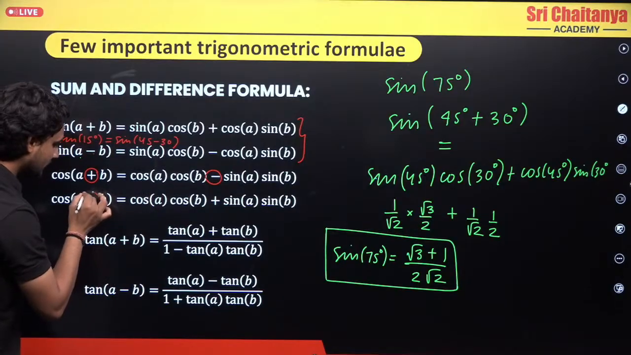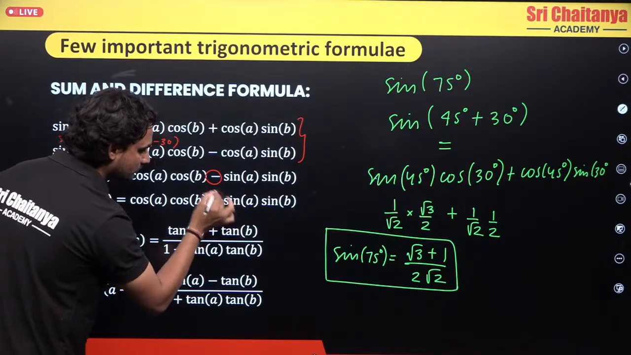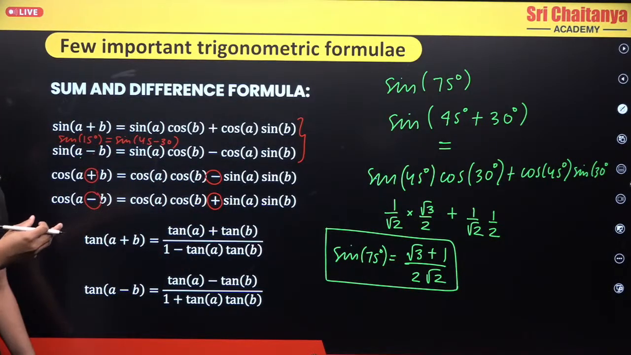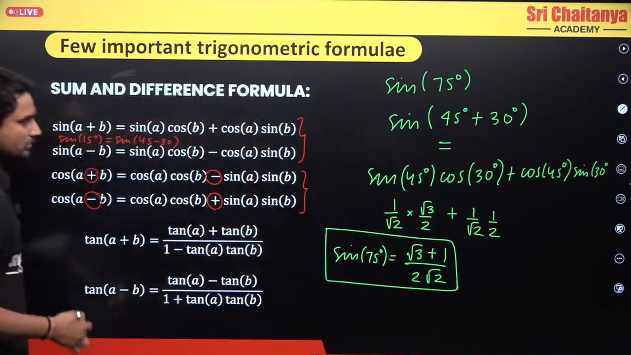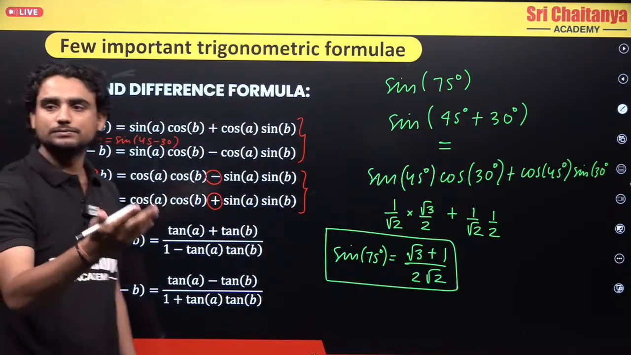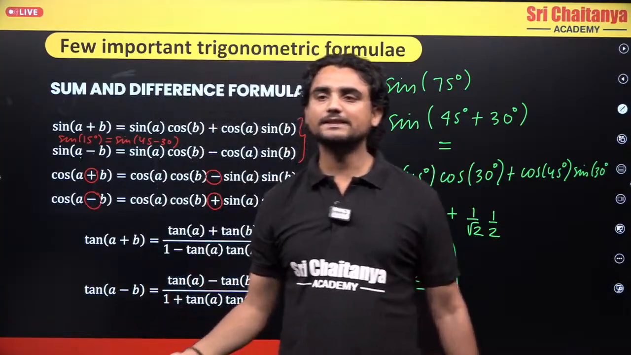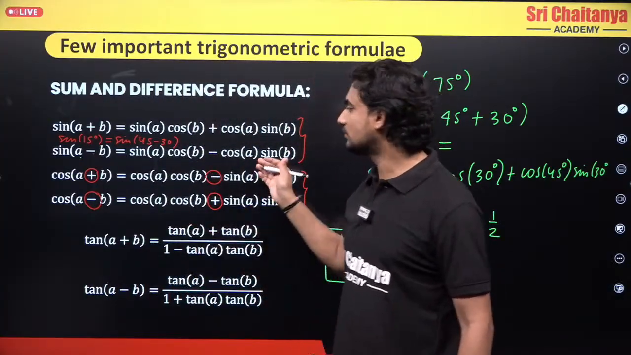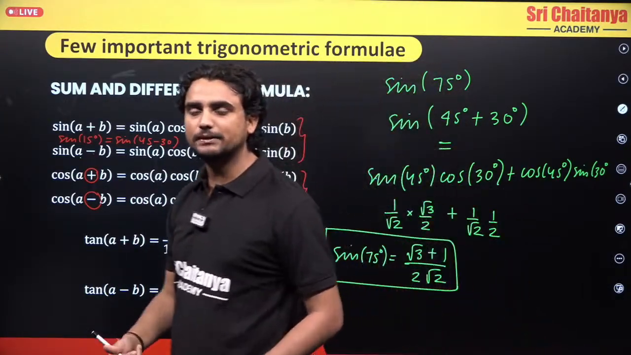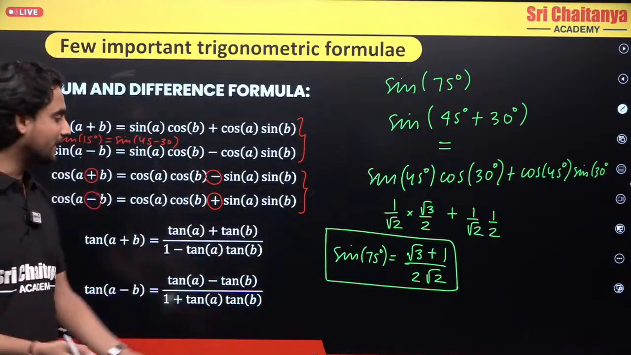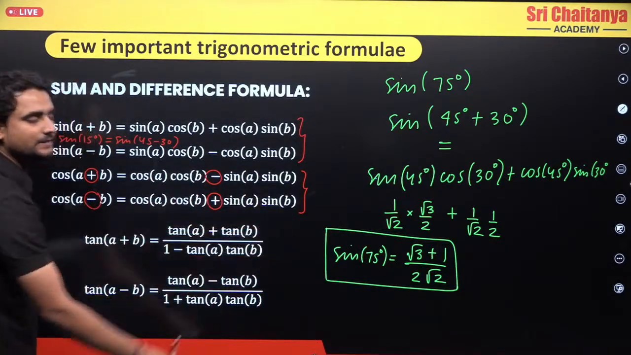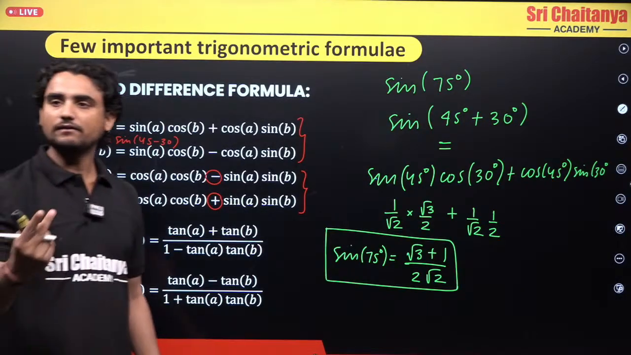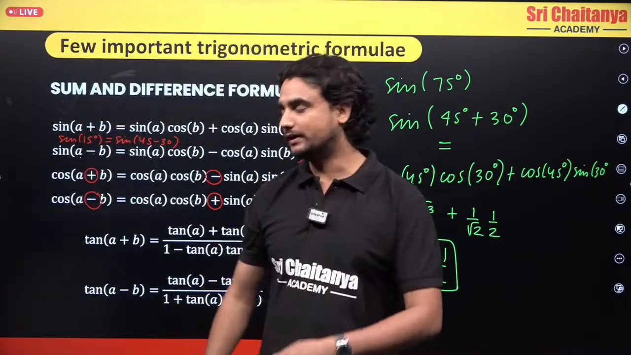And if I have a minus here, I will have a plus here. Okay, so simple. Otherwise, each and every term is same. So basically, we have only two formulas here, no? Sin A plus B is sin A cos B plus cos A sin B. Sin A minus B is sin A cos B minus cos A sin B. What is cos A plus B? Cos A cos B minus sin A sin B, and cos A minus B is cos A cos B plus sin A sin B. Okay, so effectively we have two formulas with some tweaks.